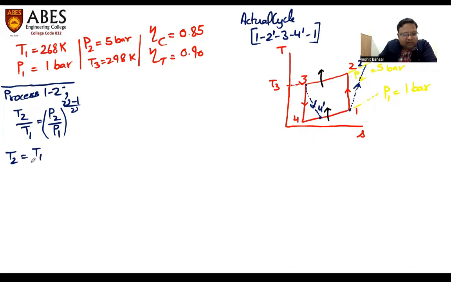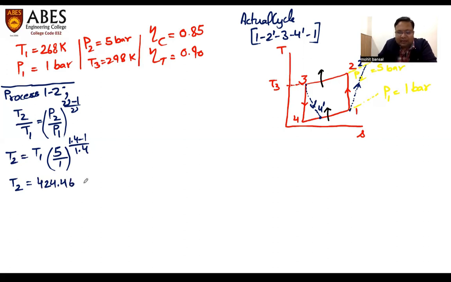So that will be T2 equal to T1 into P2 by P1, that is 5 by 1, raised to power 1.4 minus 1 divided by 1.4. T1 is given to us, that is 268 Kelvin. So on solving, I've already solved this. T2 comes to us as 424.46 Kelvin. So you can easily calculate this.